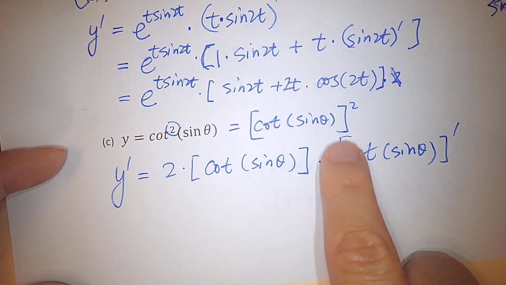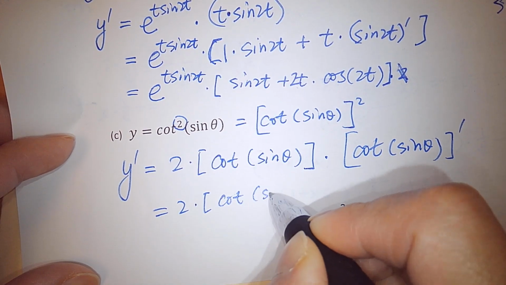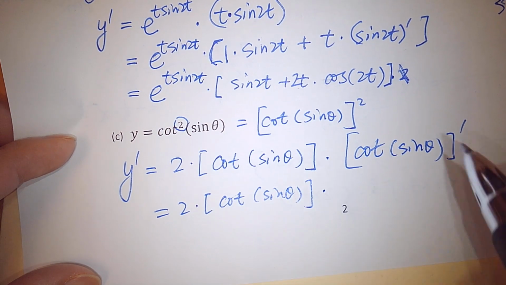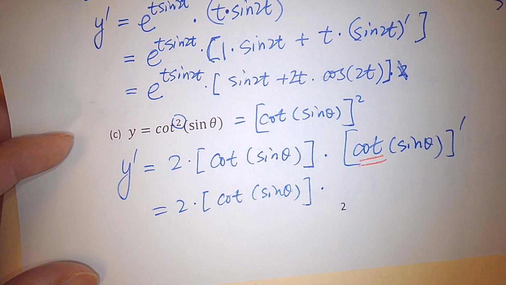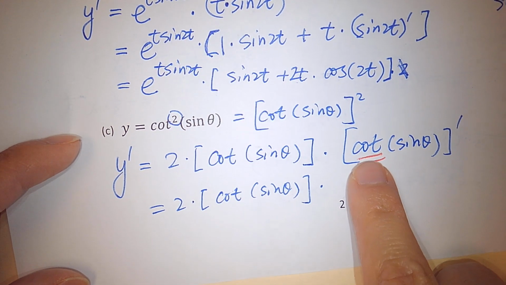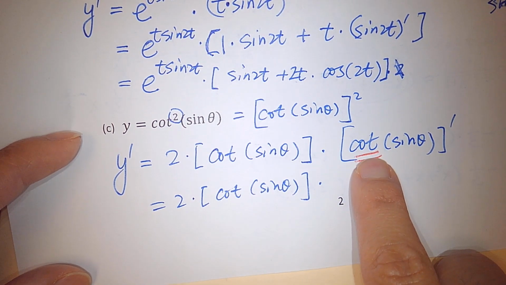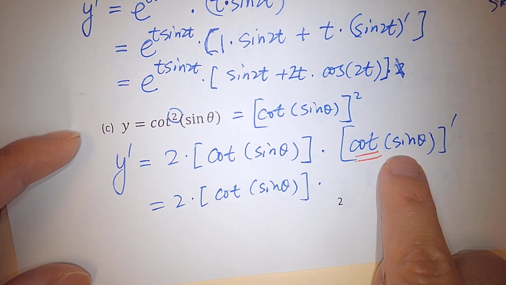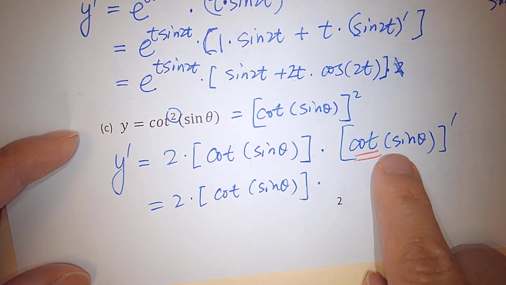And then how to differentiate this part? The first is cosecant squared. Cotangent compared with sin is the outer layer, right? Cotangent is outer to sin. So when we differentiate cotangent of sin theta.